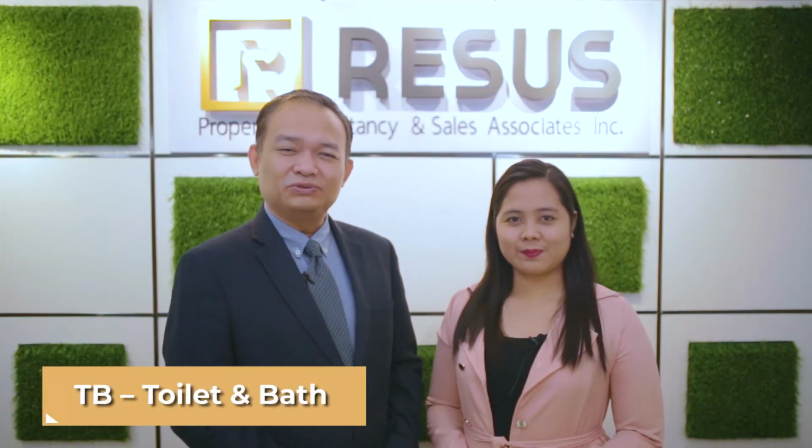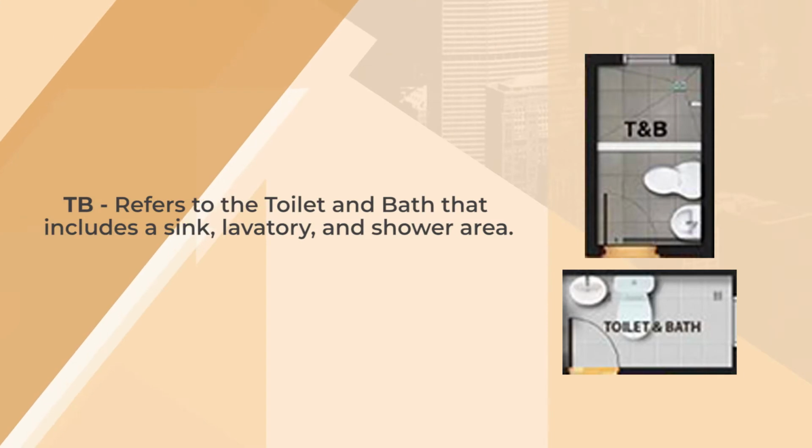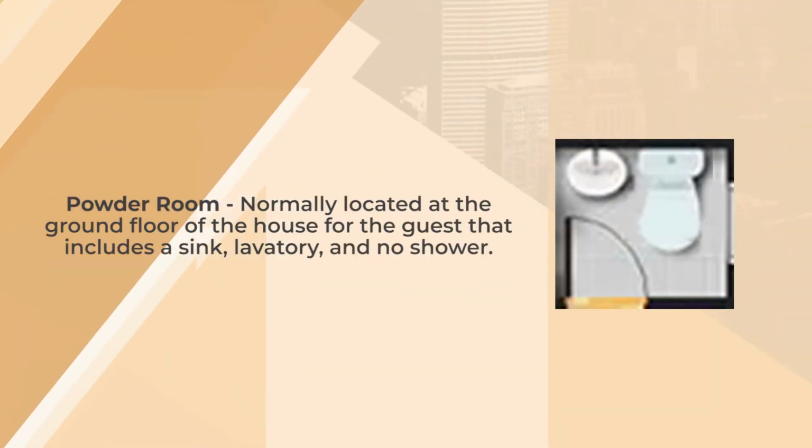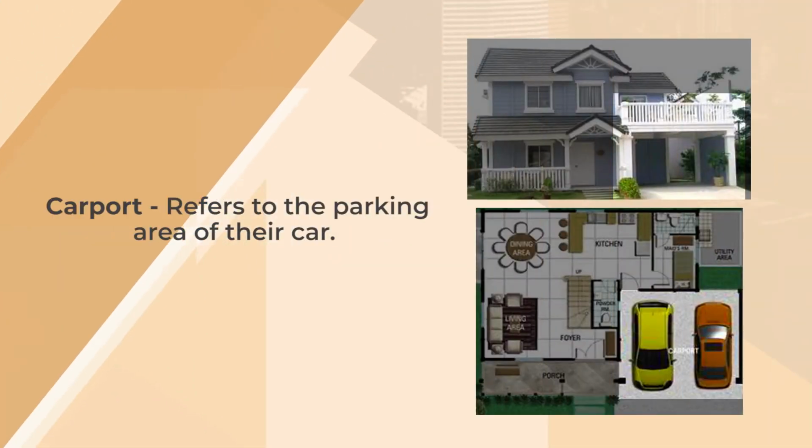T&B refers to the toilet and bath. That includes a sink, lavatory, and shower area. Powder room, normally located at the ground floor of the house for guests. That includes a sink, lavatory, and no shower. Carport refers to the parking area of their car.